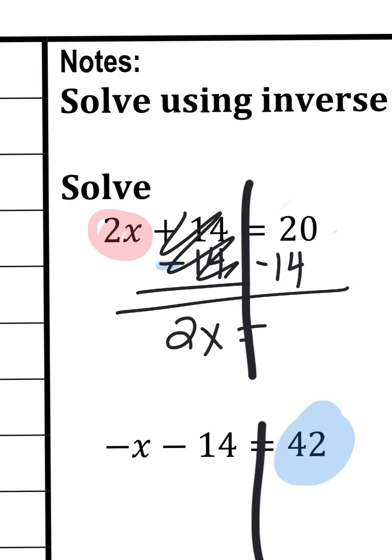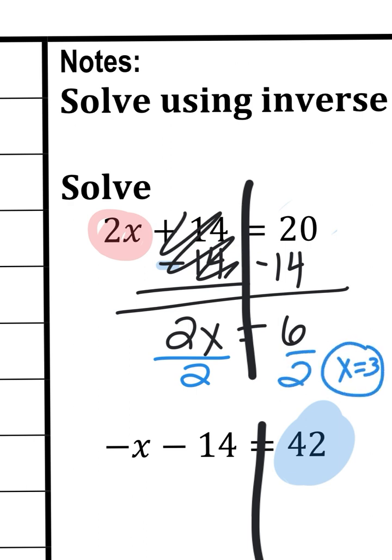If I subtract 14 from the left, I have to subtract 14 from the right to make sure that my equation still stays balanced. 20 minus 14 is 6. Now I'm looking at my term. I have 2x, that means 2 times x. To undo times, we have to divide. So the inverse of multiplication is division, and we're going to get x equals 3.